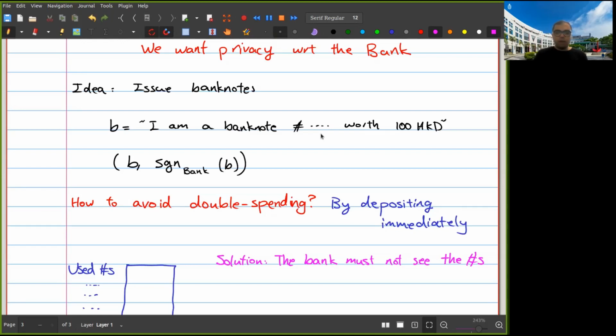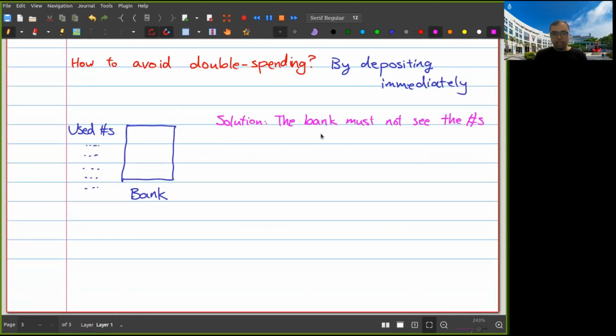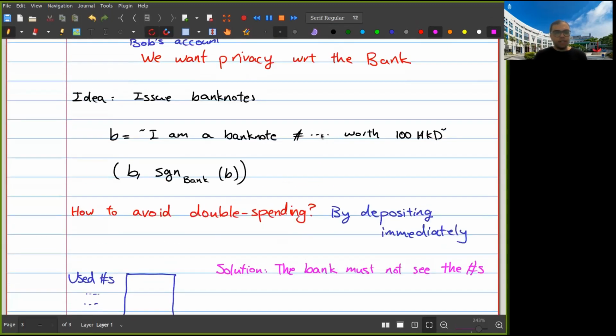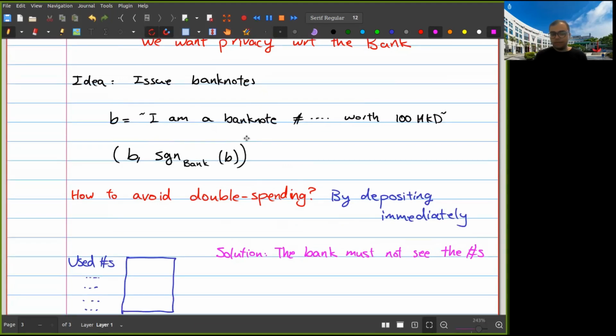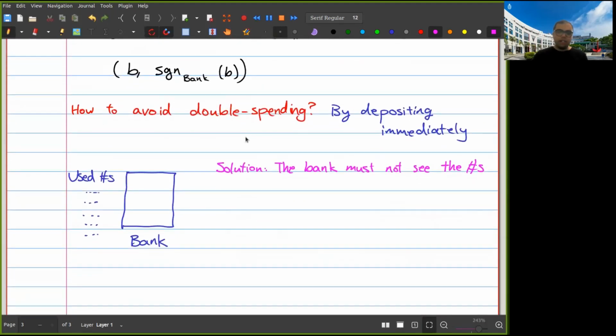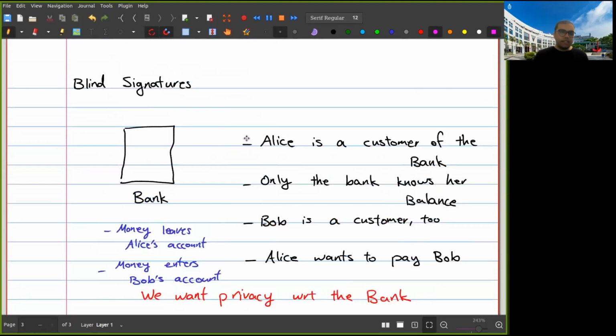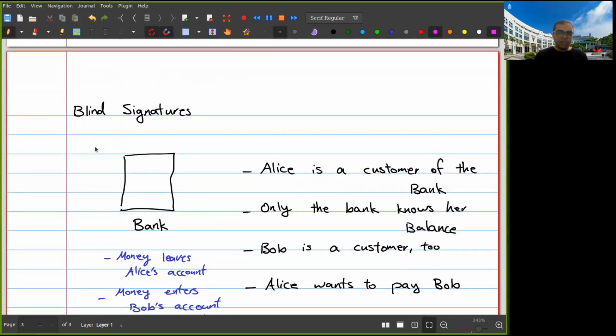Okay, but how do you make it so that the bank does not see the serial numbers? So the bank has to sign something. The bank has to sign the string B without actually seeing B. And this is the main topic of today, which is blind signatures. We call it a blind signature because the person who's signing doesn't know what it is that they're signing.